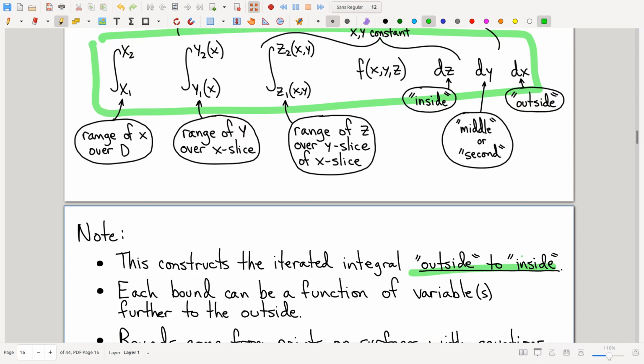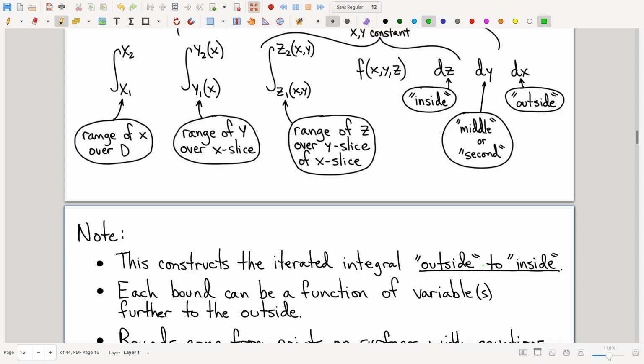Sorry, I misread my own notes here. We construct the integral outside to inside. We compute the integral inside to outside. So I misspoke there. I'm sorry. Does that make sense to everybody? Did I confuse anybody there?